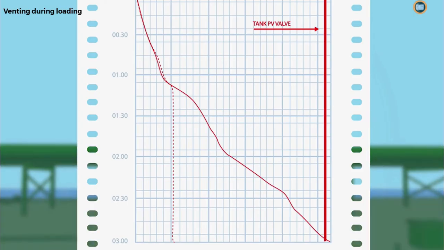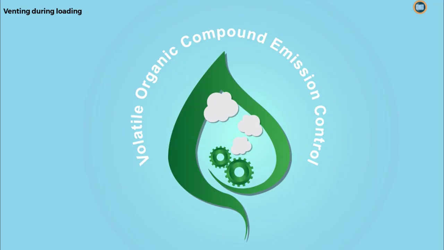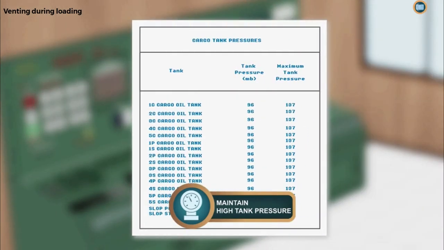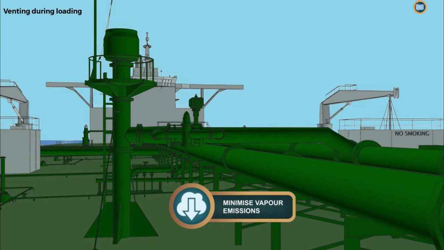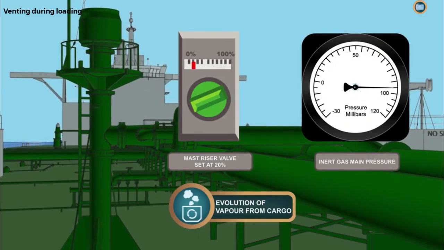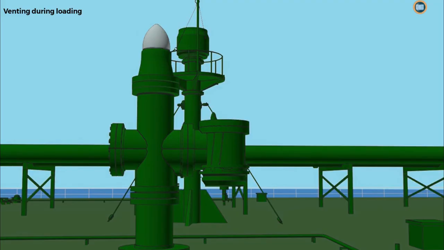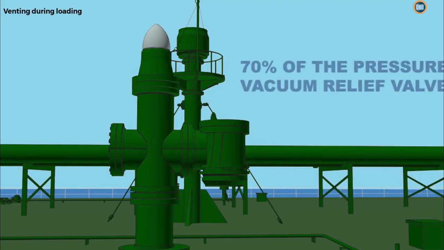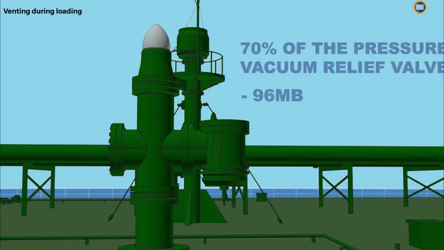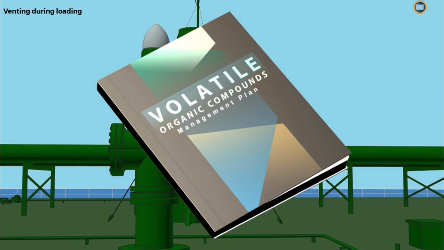On some occasions, loading must be carried out using volatile organic compound emission controls for local environmental requirements. When this is the case, you should maintain as high a tank pressure as possible by throttling the mast riser valve to minimize vapor emissions and minimize the evolution of vapor in the cargo tanks. The generally accepted tank pressure to maintain is 70% of the setting of the pressure vacuum relief valve. Typically, this is 96 millibar. However, this will be stated in the approved VOC management plan.